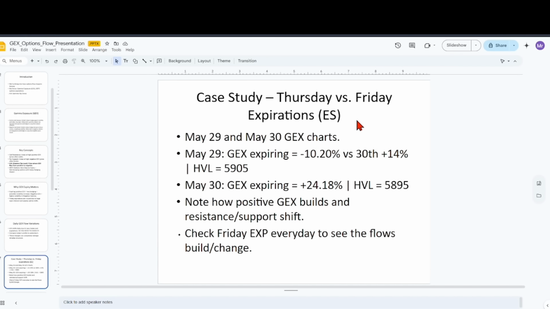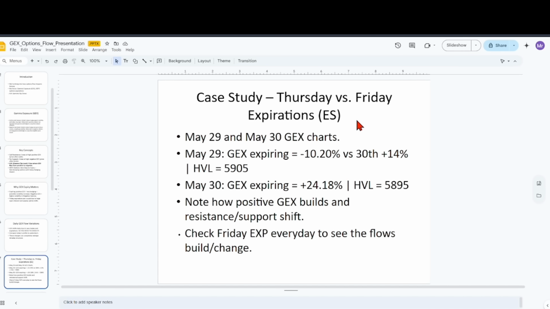So this is for Thursday and Friday this week just gone by, May the 29th and May the 30th. On Thursday, you show up, you've got your morning coffee, you're ready to rock and roll, right? For Thursday, the zero day expiry was negative 10% GEX. So what that tells you is 10% of the negative GEX is expiring today. You always check the Friday expiration, because that's the expiration where all of the business is closed off for the week. It's always on a Friday.